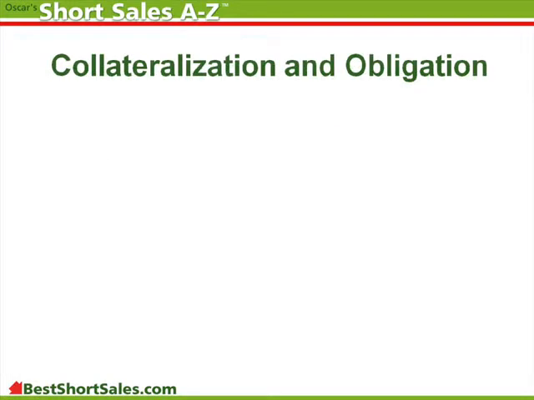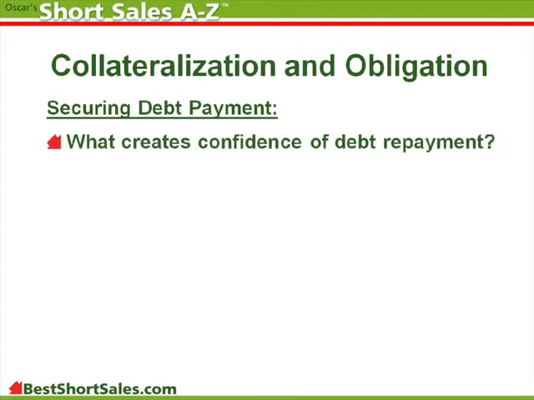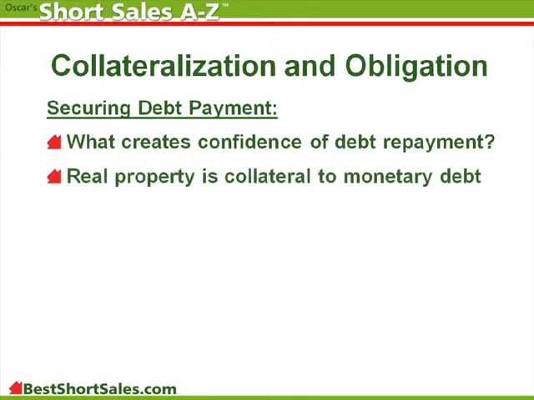Collateralization and obligation. Securing debt payment. Let me ask you a question. What makes a financially successful institution or individual confident enough to lend, usually to a stranger, a significant amount of money for the purchase of real estate and have the firm expectation that the money will be paid back with a profit? The reason is simple. In real estate, real property is collateral to monetary debt.